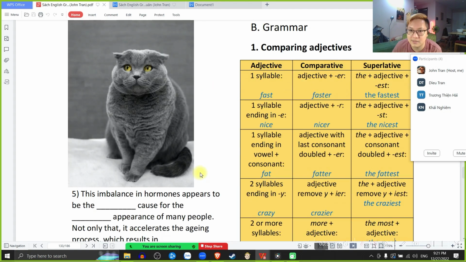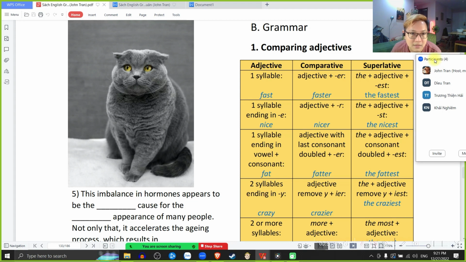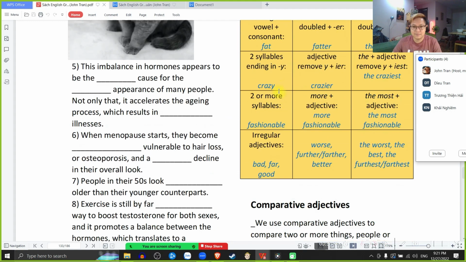Alright, let's continue to grammar now, class. It takes a lot of time. This lesson really takes a lot of time. Let's do comparing adjectives now. So, we'll go through this table. I'll do this one quickly.